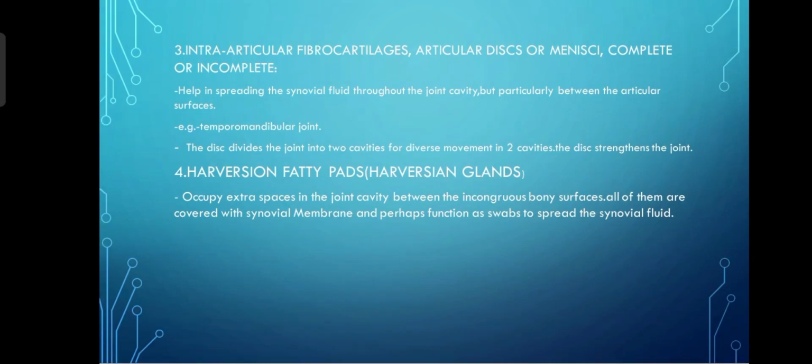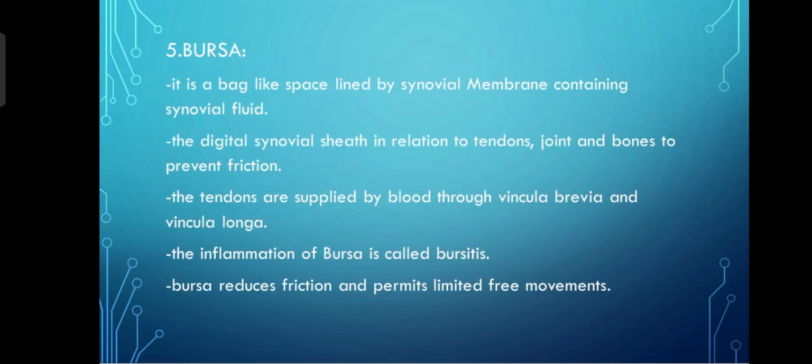Fourth is Haversian fatty pads, which occupy extra spaces in the joint cavity between the incongruous bony surfaces. All of them are covered with synovial membrane and perhaps function as webs to spread the synovial fluid. And fifth is bursa.